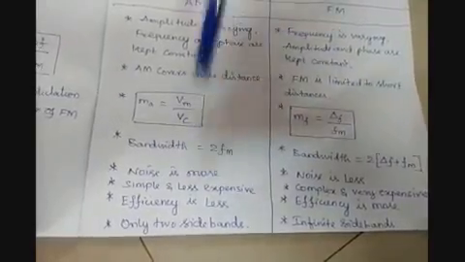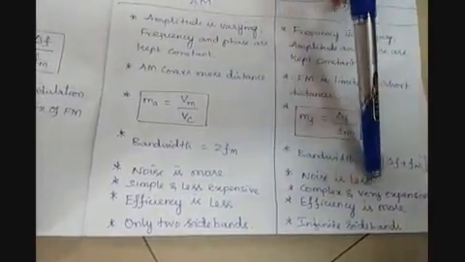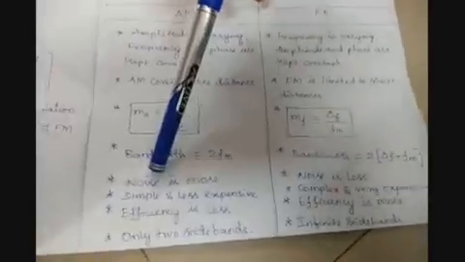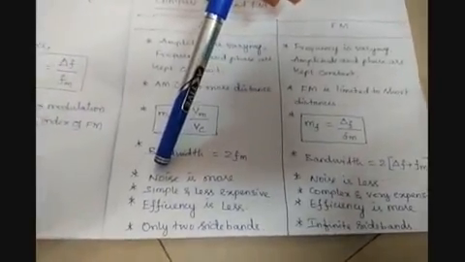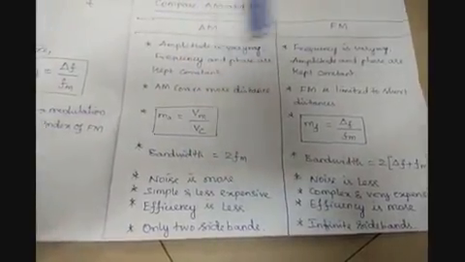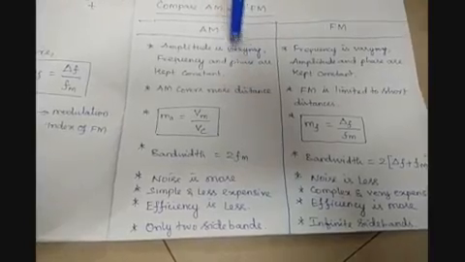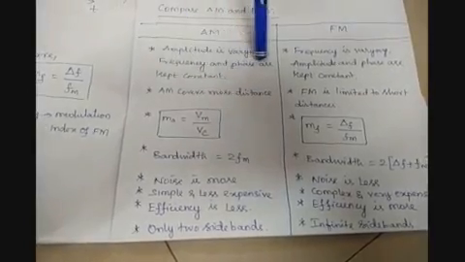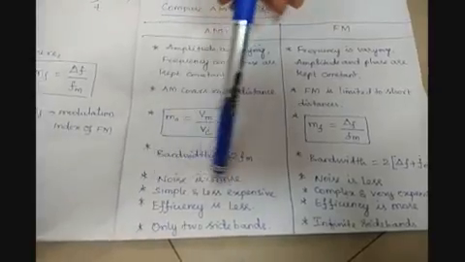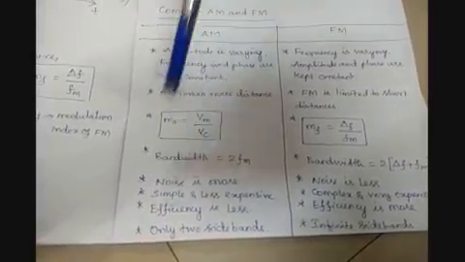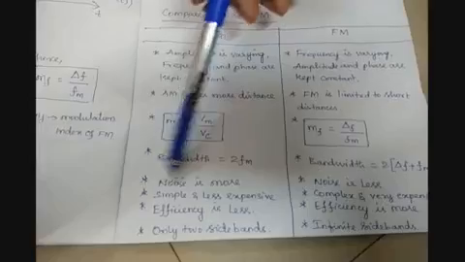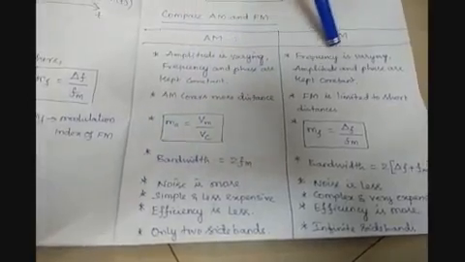Noise is more for AM, noise is less for FM. See why noise is more, because generally noise affects the amplitude of the signal. Where is amplitude varying among these two? In AM only, amplitude is varying. So whenever noise interferes with the AM signal, it is very difficult to remove the noise because the message signal itself is amplitude varying, right? So it is very difficult to remove the noise in AM compared with FM.